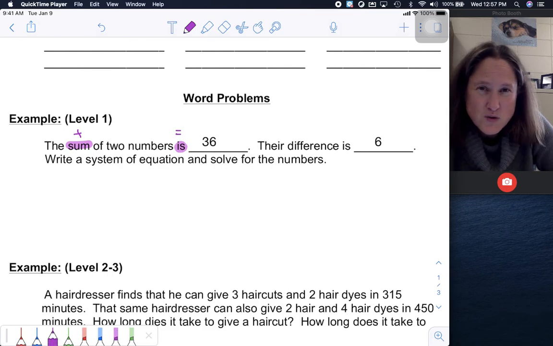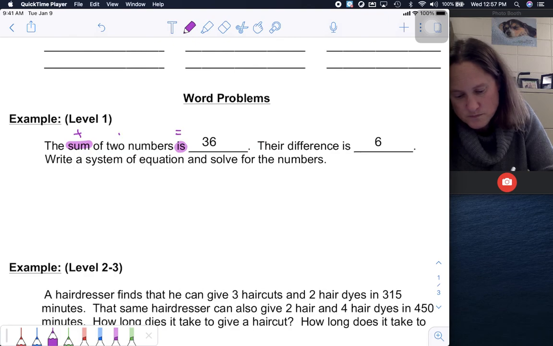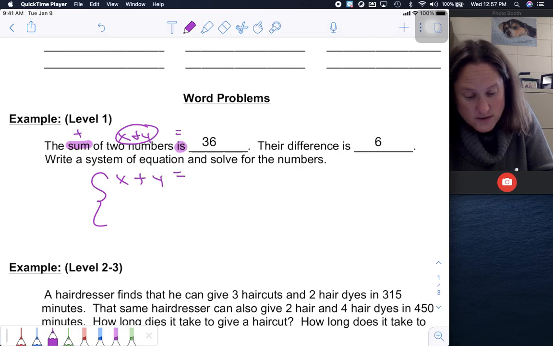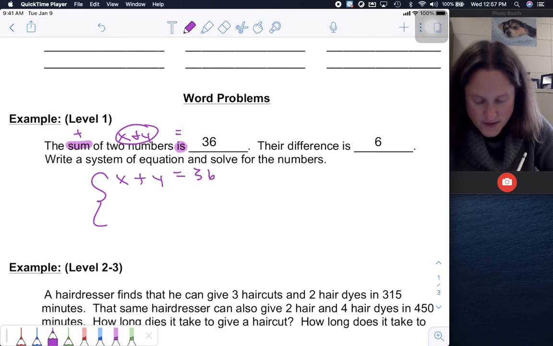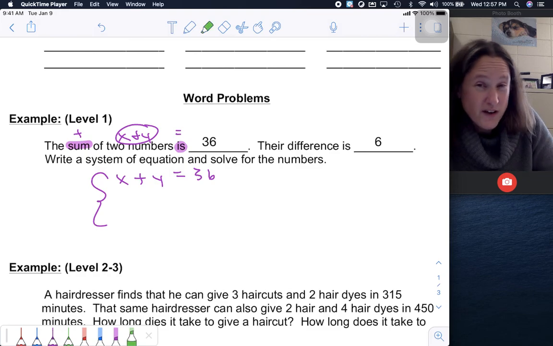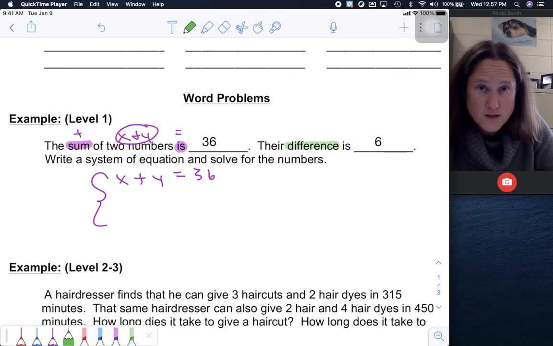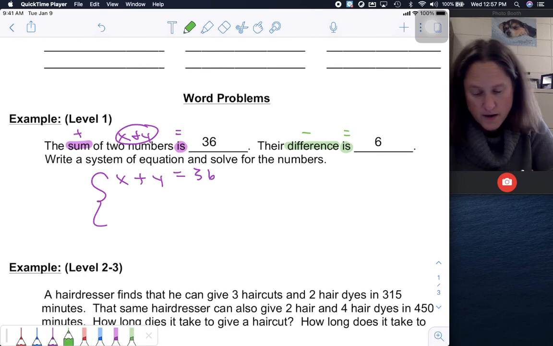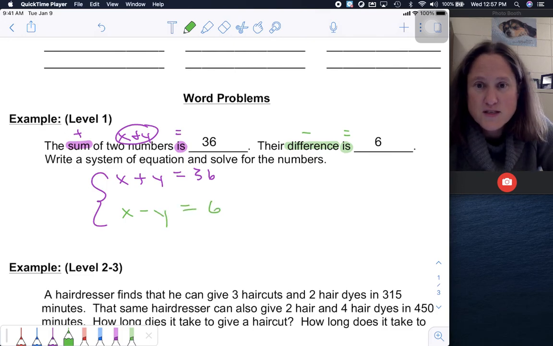So I'm just going to let my 2 numbers be x and y. So the first equation will be x plus y equals 36. That's number 1. Number 2, if I have 2 unknowns, I need 2 equations. Their difference is the fancy word for subtraction. And again, I see another is here, which is equals. So this time, instead of adding x and y, I'm going to go ahead and subtract x and y, and it says that their difference is 6.